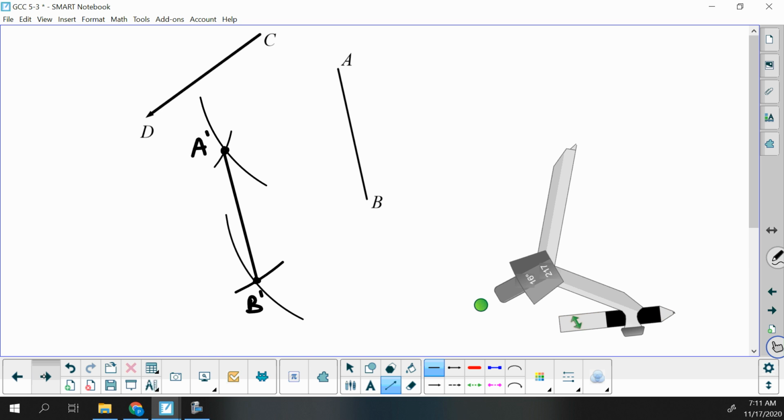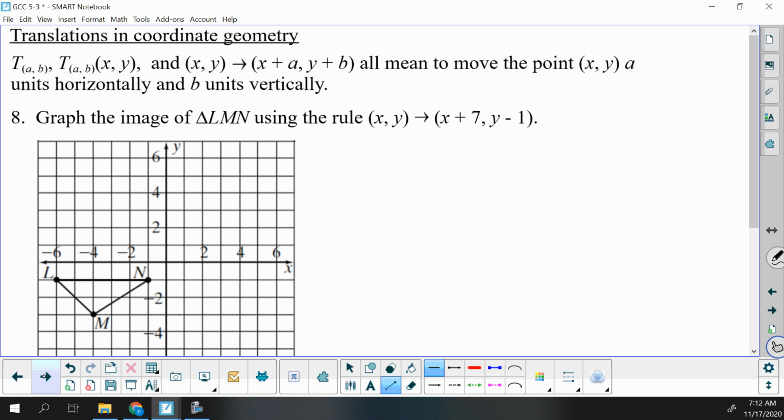All right, if we move down to the bottom, we'll look at translations in coordinate geometry. So in other words, on an XY axis. There are two ways that you can notate a translation. The first one is shown there. It's saying take XY, and we're going to add 7 to the X, and we're going to subtract 1 from the Y.